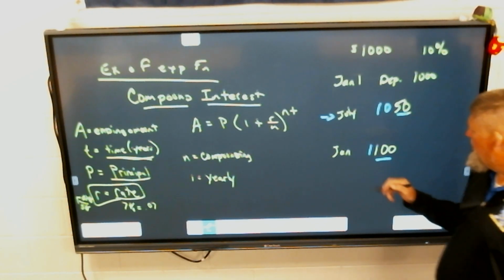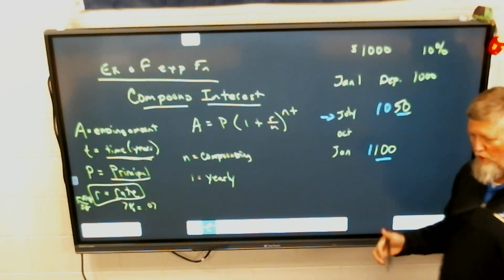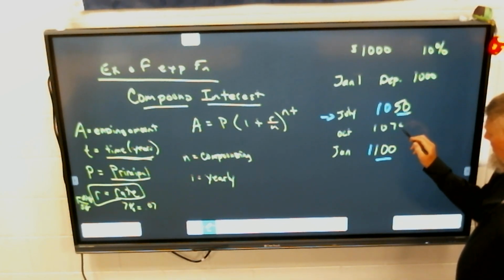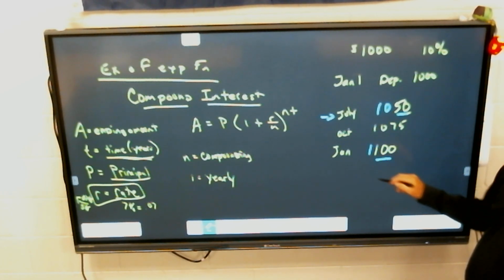We could do this all the way through. If I'm going to pull it out in, let's say, October, that's 3/4 of a year, they would give me 75 and so forth. Okay? If I don't pull it out, they're not going to give me the money until January. All right?